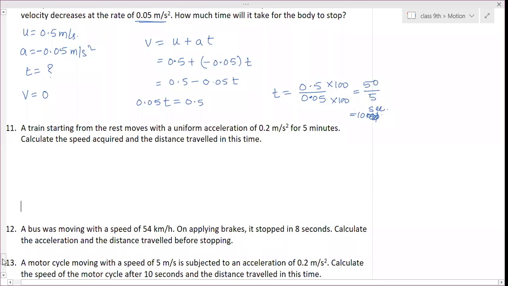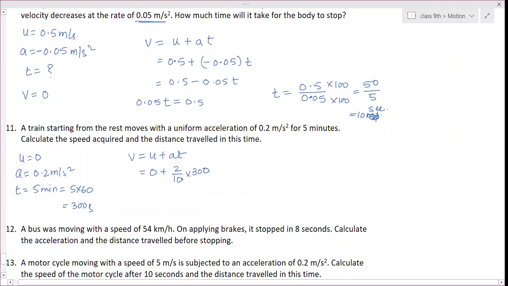And s is equal to 9,000 meters, that is 9 kilometer. u is given 0. a is given 0.2 meter per second square. Time is given, 5 minutes, that is equal to 5 into 60, that is 300 seconds. So you have to calculate distance covered. Oh, sorry, speed: v is equal to u plus at. u is 0, a is 0.2, can be written as 2 by 10 into 300. This gets cancelled. This is 60 meter per second, the v value.